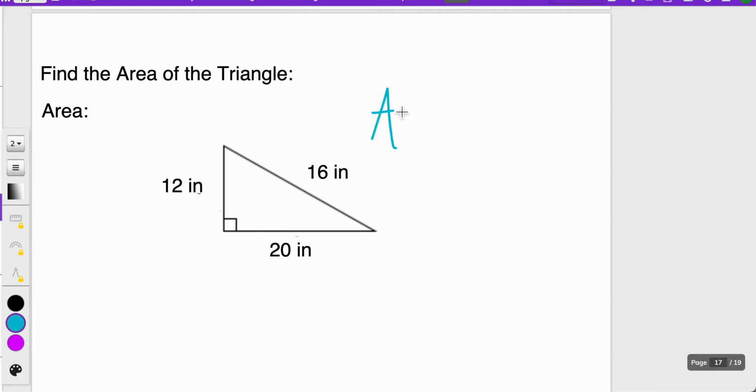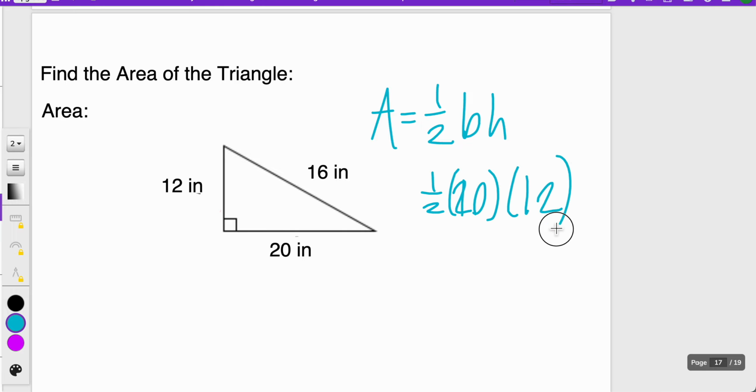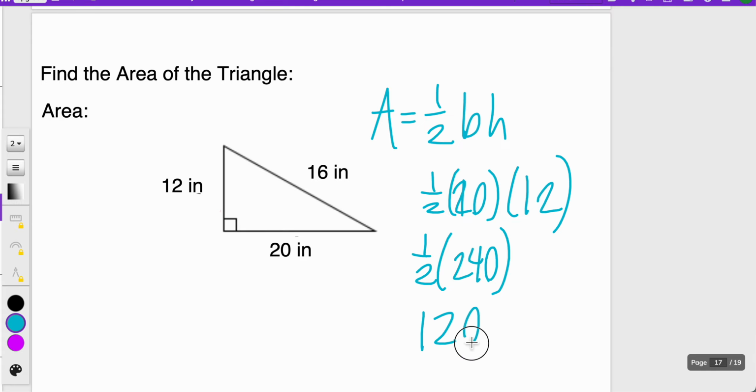Again here, pausing if needed. Your base in this case would be 20. Your height is 12. 20 times 12 is going to be 240. So taking half of 240 would give us 120 square inches.